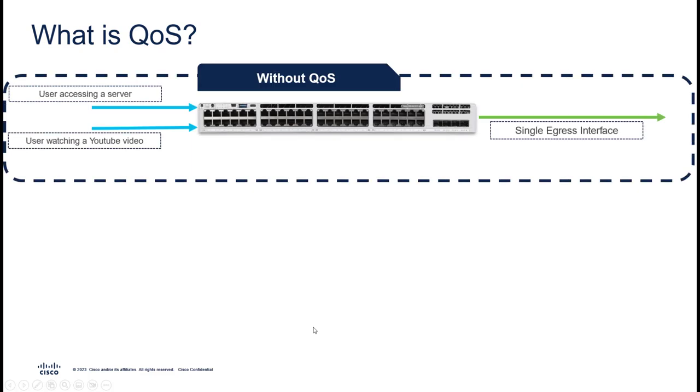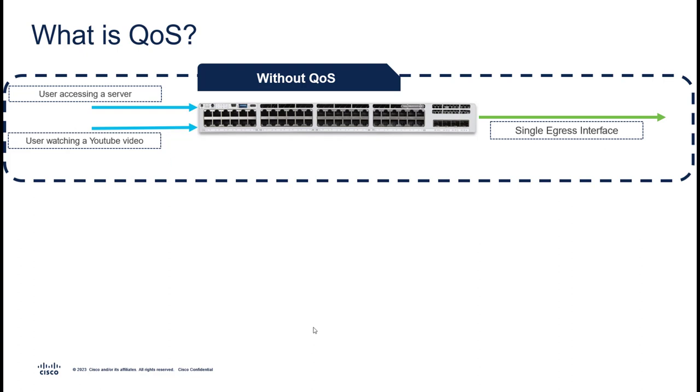The first question that we need to ask ourselves is, why do we need QoS, or what problem is QoS helping to solve? And the way that we can explain this problem is by making use of a use case. Let's consider a scenario where we have two different users who are sending traffic through the same switch at a common egress interface. We have one user who's trying to access a business critical server, and another user who's trying to watch a YouTube video.